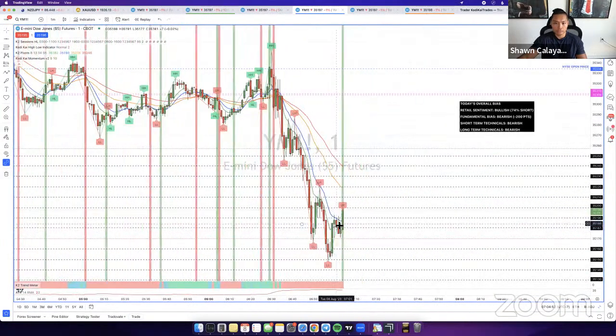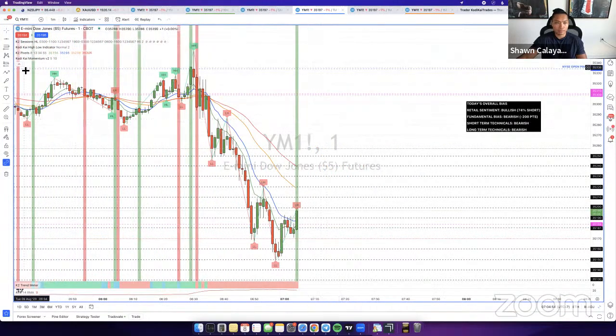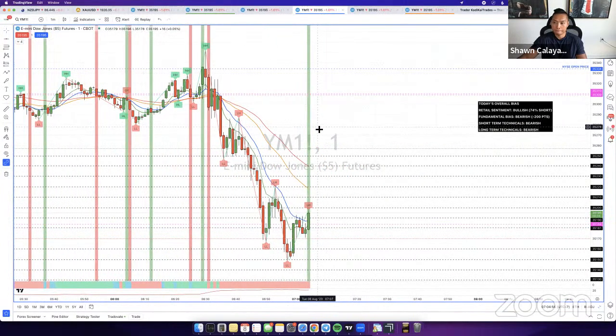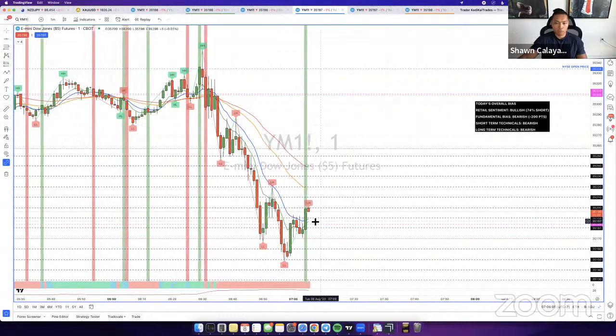If we don't get this buy signal, then nothing happens. We can't start looking for anything. All right, so we got the buy signal here. Perfect. Now we're looking for a sell signal. So we have the buy signal which came up right here. We're looking for the sell signal to confirm the continuation.